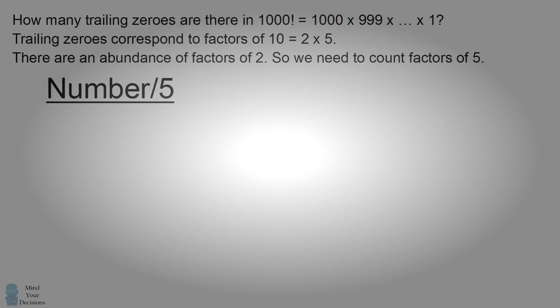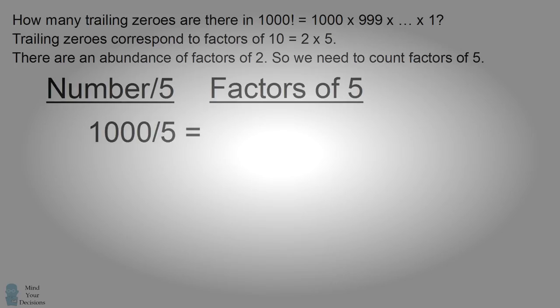So we take the maximum number and divide it by 5 to get the number of factors of 5 there are, because the factor of 5 happens every 5 terms. So from the numbers 1 to 1000, we divide by 5 to get that there are 200 factors of 5. Every fifth number contributes one factor of 5 to the power of 1.